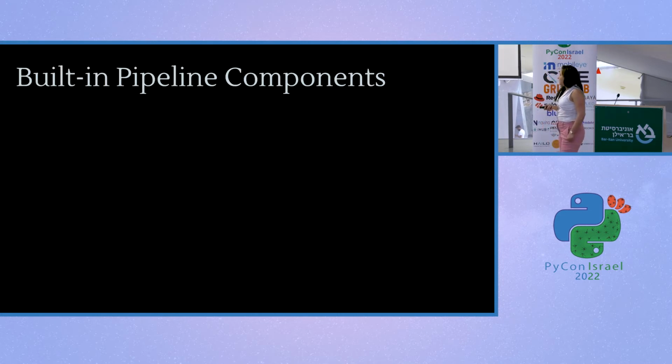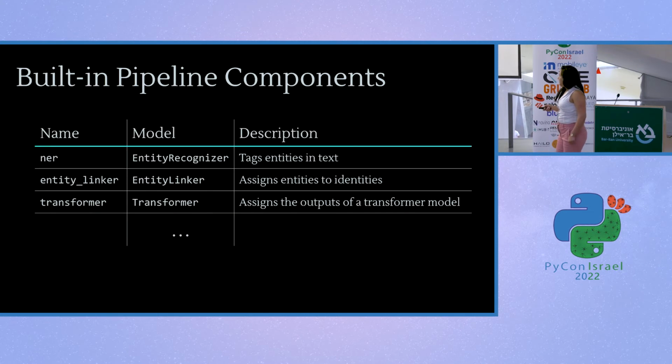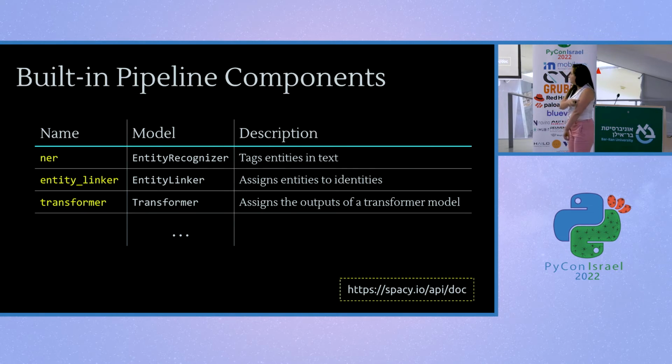SpaCy supports a range of built-in components. To list some of them, you can see this list. These are the actual Python objects of pre-trained models that you can use, and you can initialize them simply by using these names, and SpaCy will know how to create them. There are many other built-in components, so you can just check the documentation of SpaCy.